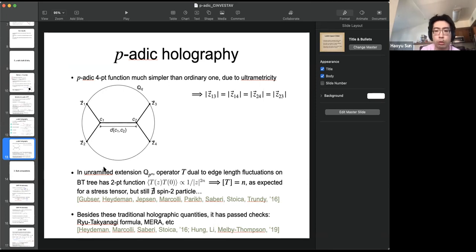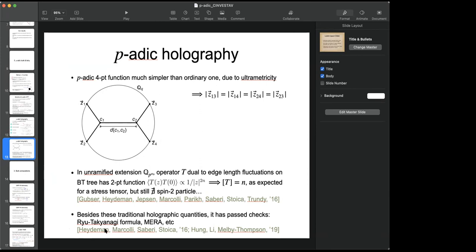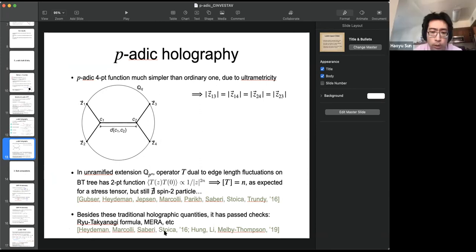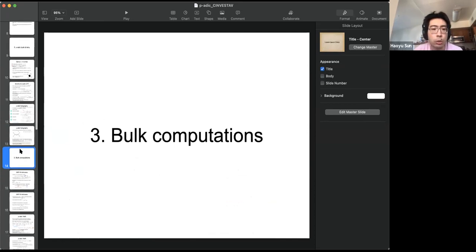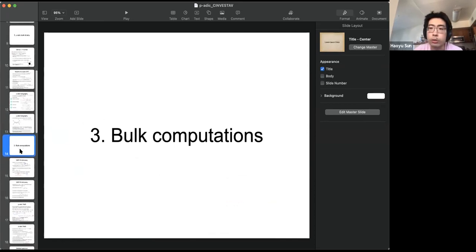So besides these traditional holography quantities, p-adic holography also passed several other checks, such as the Liu-Takayanagi formula in computing the entanglement entropy, and MERA, which is the tensor network formulation. This can be seen in these 2 papers, among several others. Okay, so basically I have concluded the introduction, motivation and all the background information. Later I will talk about the bulk computations in our work.